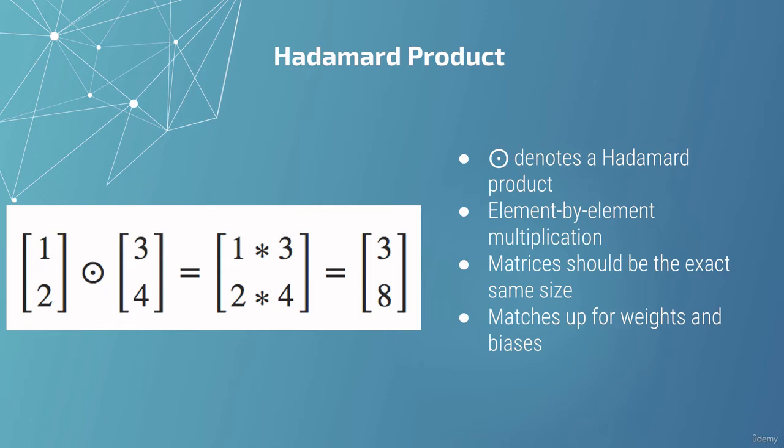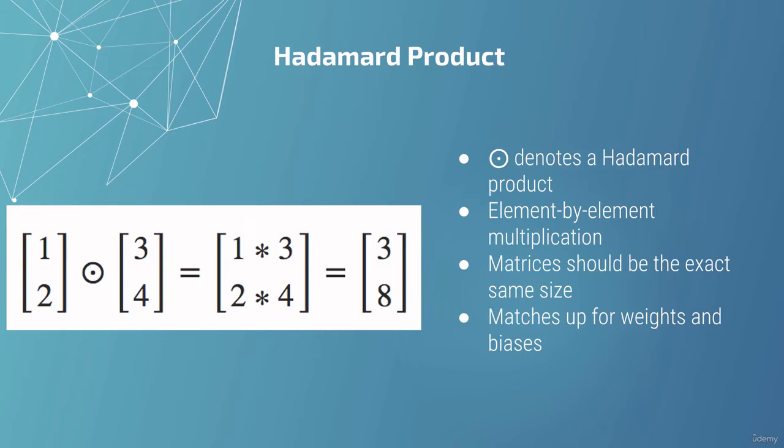Next, we'll just define what the Hadamard product is, because it'll appear in some equations and we don't want to get lost. So this dot symbol denotes a Hadamard product. It's simply element by element multiplication, where the matrices are the exact same size. For example, in the picture on the left, we have a matrix of 1, 2 times the Hadamard product of 3, 4. What we do is just multiply the two top terms and the two bottom terms, and we get a matrix of 3, 8.